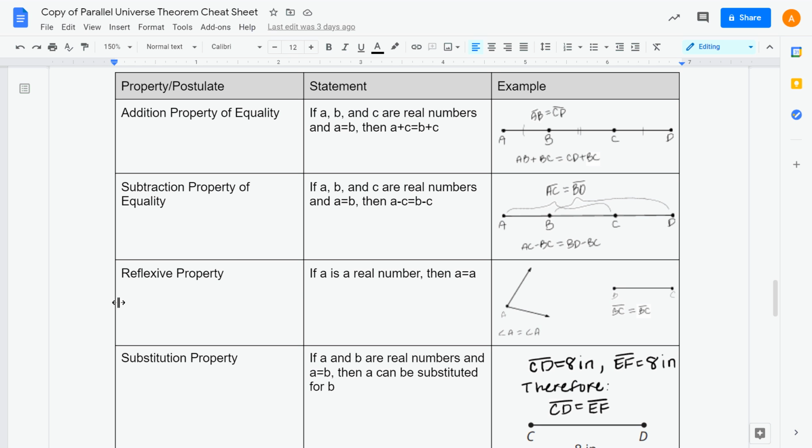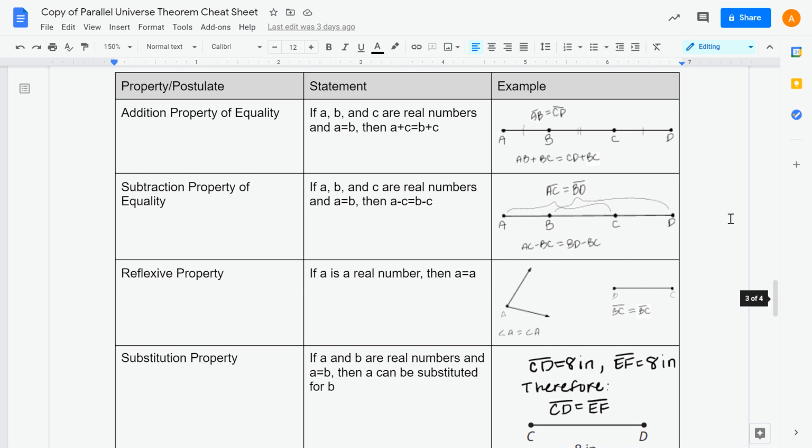Now the reflexive property says if A is a real number, then A equals A. In the example of using our angles and line segments, that's just restating the fact that I know angle A equals angle A, and the line segment BC equals the line segment BC.